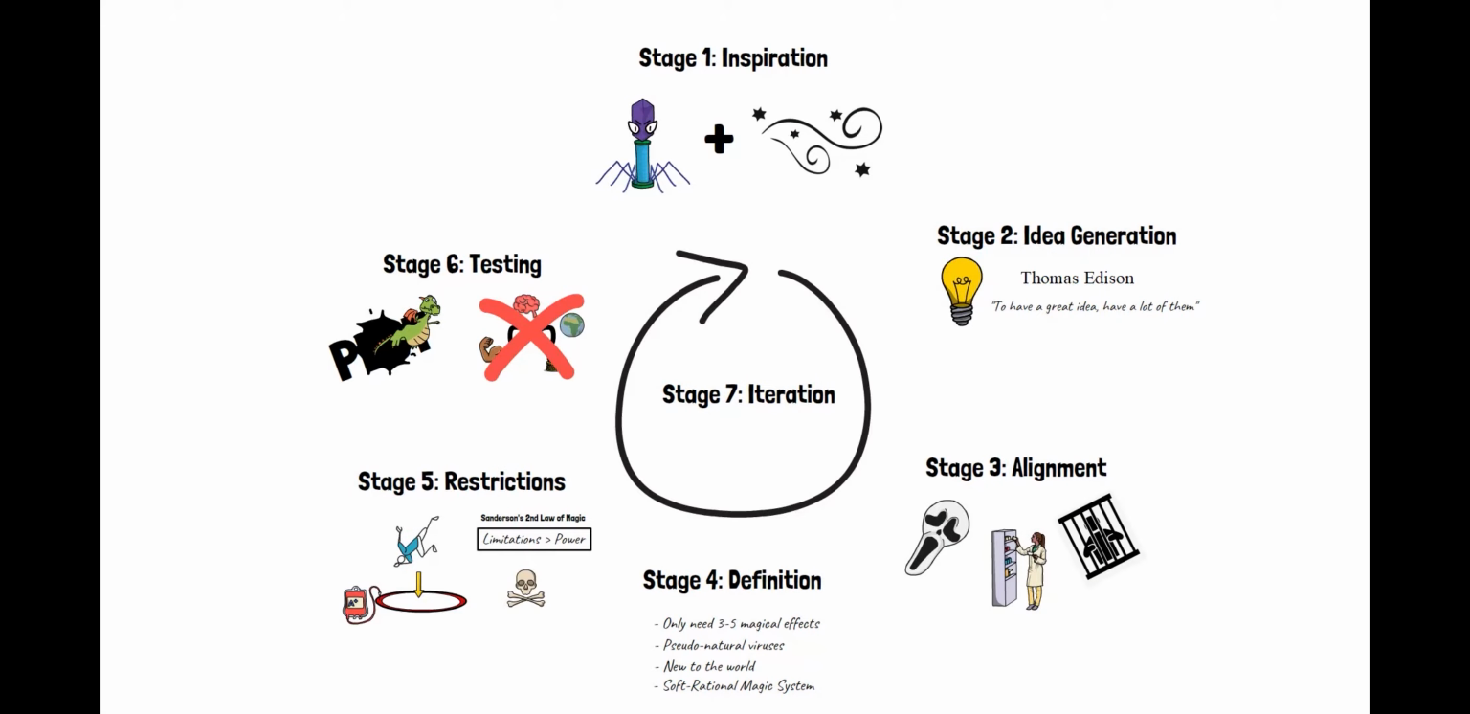There you go. There's the 7 stages. You got it. You have inspiration, idea generation, alignment, definition, restrictions, testing, and iteration. That's what you need to create a magic system. And like I said, everybody that I've worked with and everybody that I've watched goes through these 7 stages, whether they know it or not.